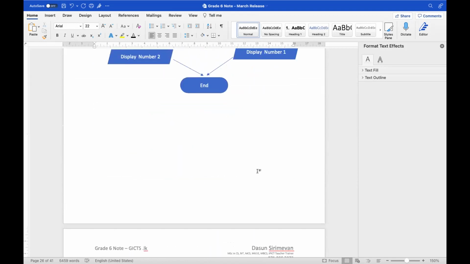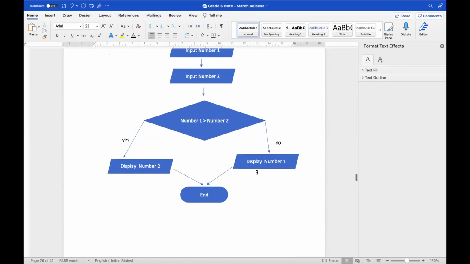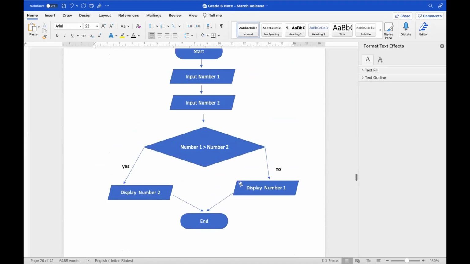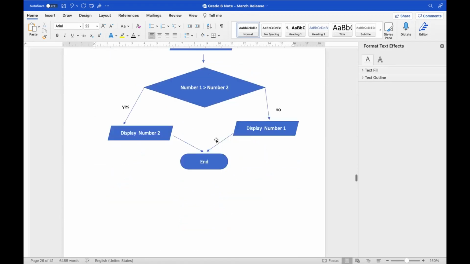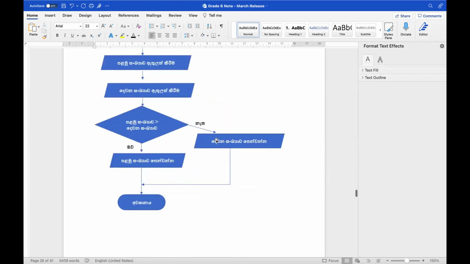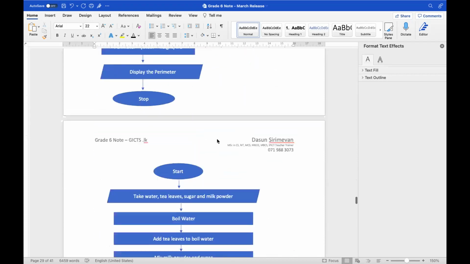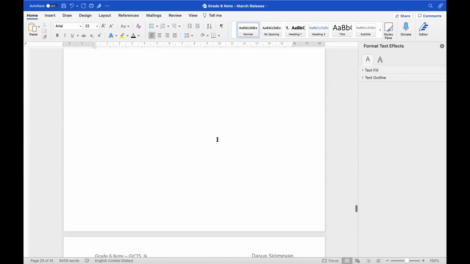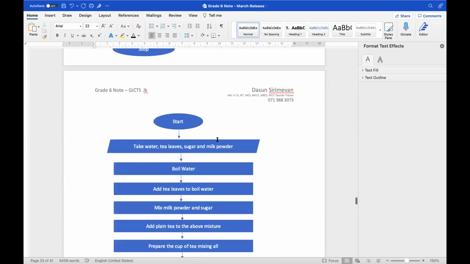Repetition means repeating. Actually, it is not mentioned here. Let me check whether there is any repetition. There is no repetition here.